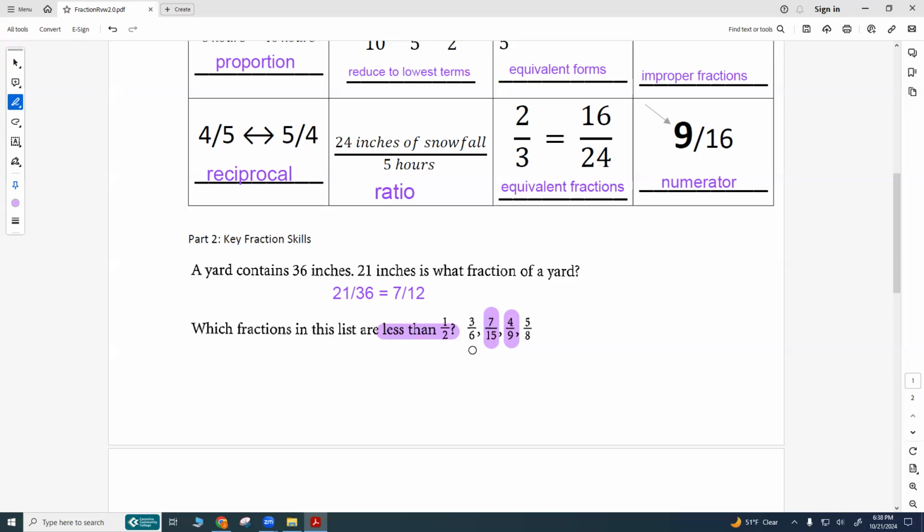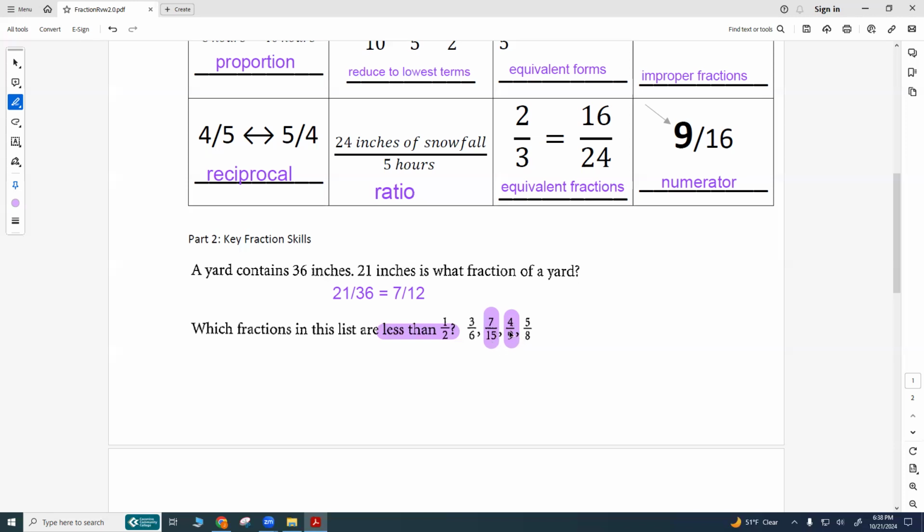Okay. Why is 3/6 less than 1/2? It's exactly 1/2. So no, it's not, right? It's equal to 1/2. But once again, if we look at 7/15, it is less than 1/2 because 7 is less than half of 15. Just barely less than 1/2.